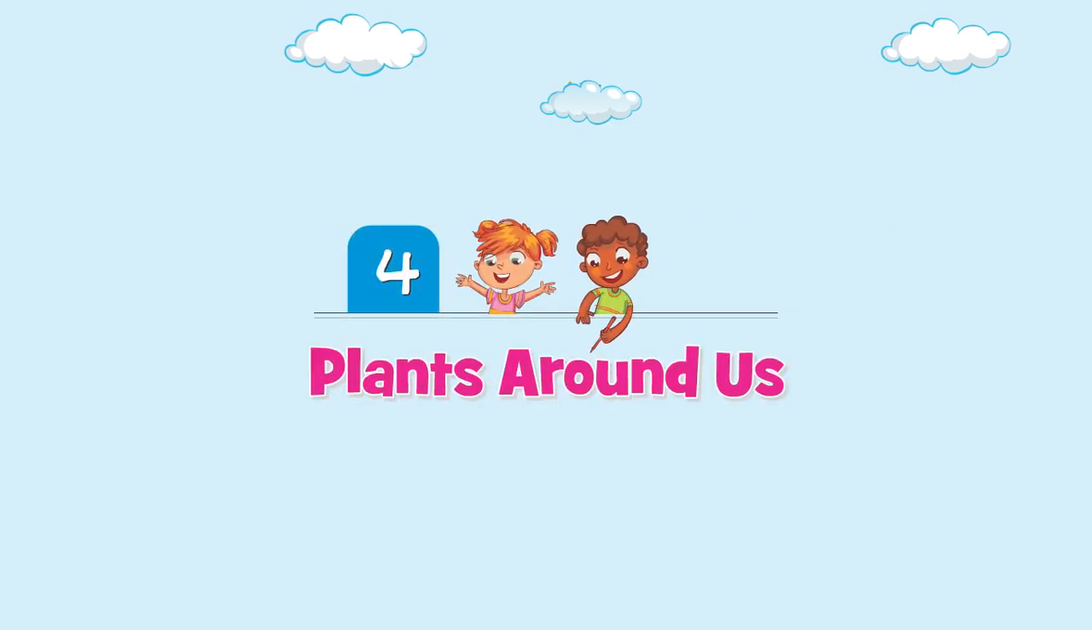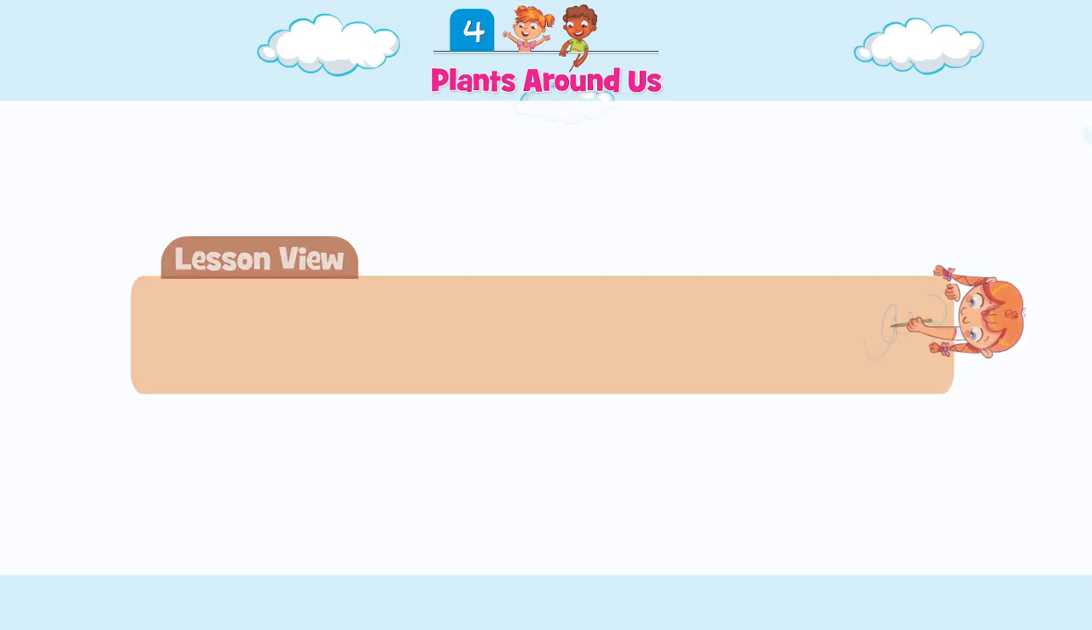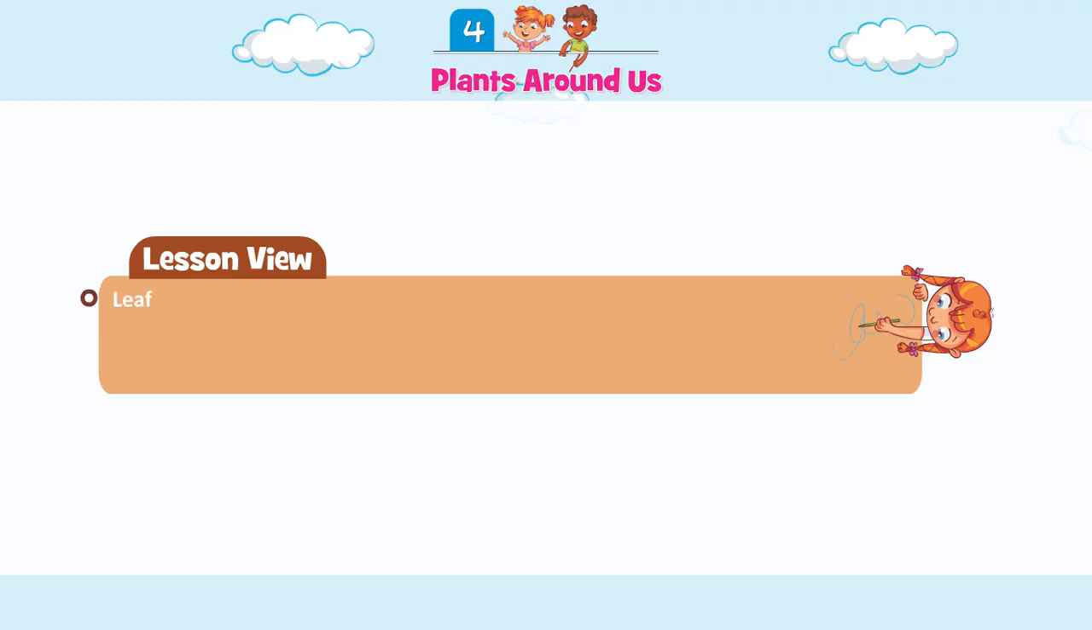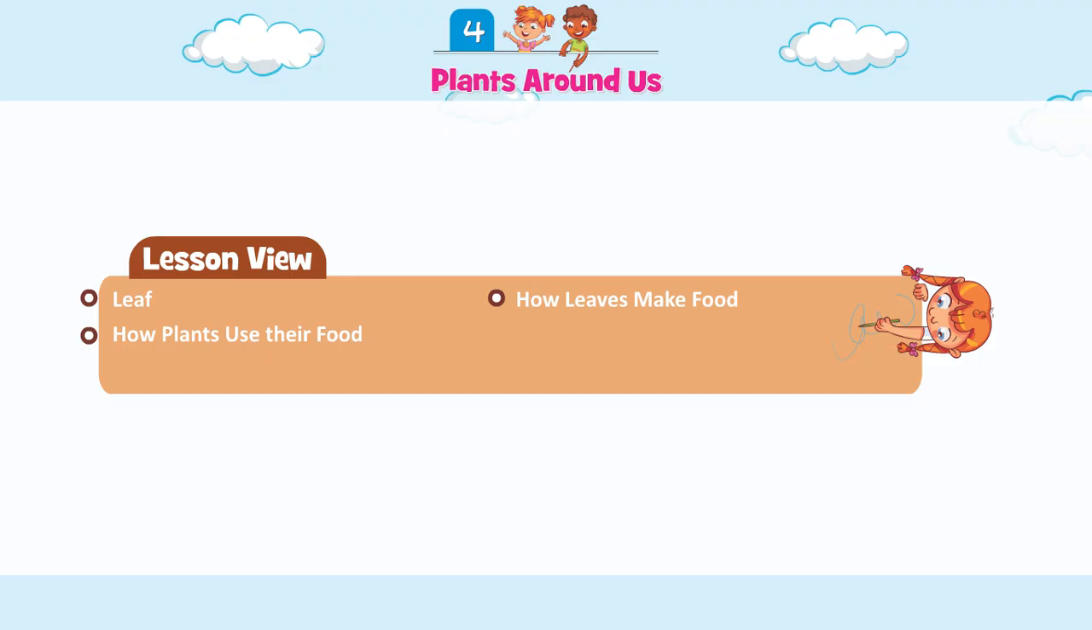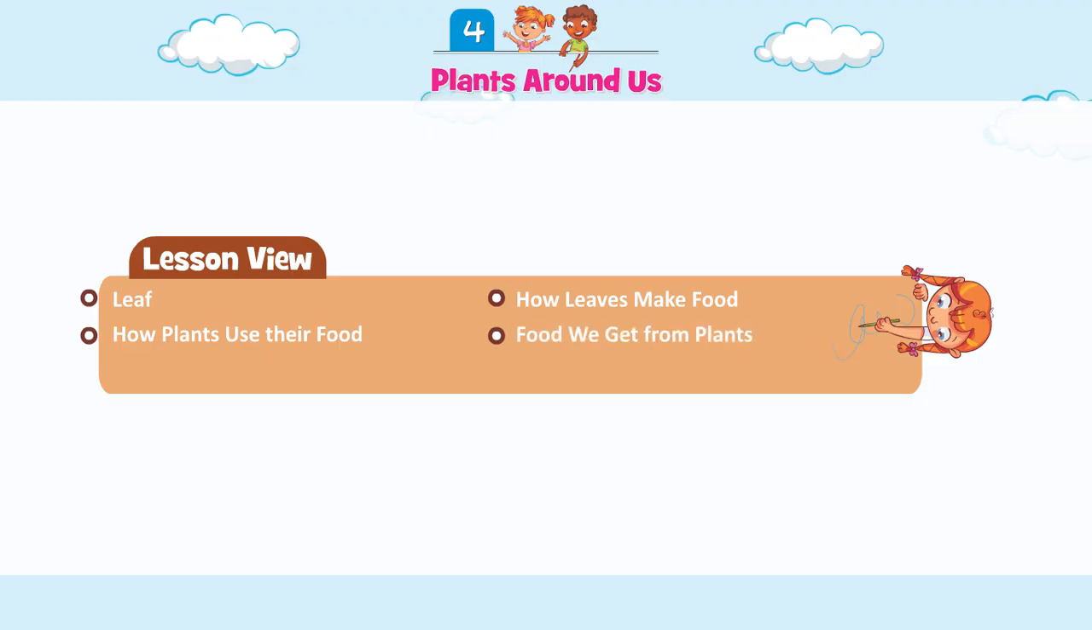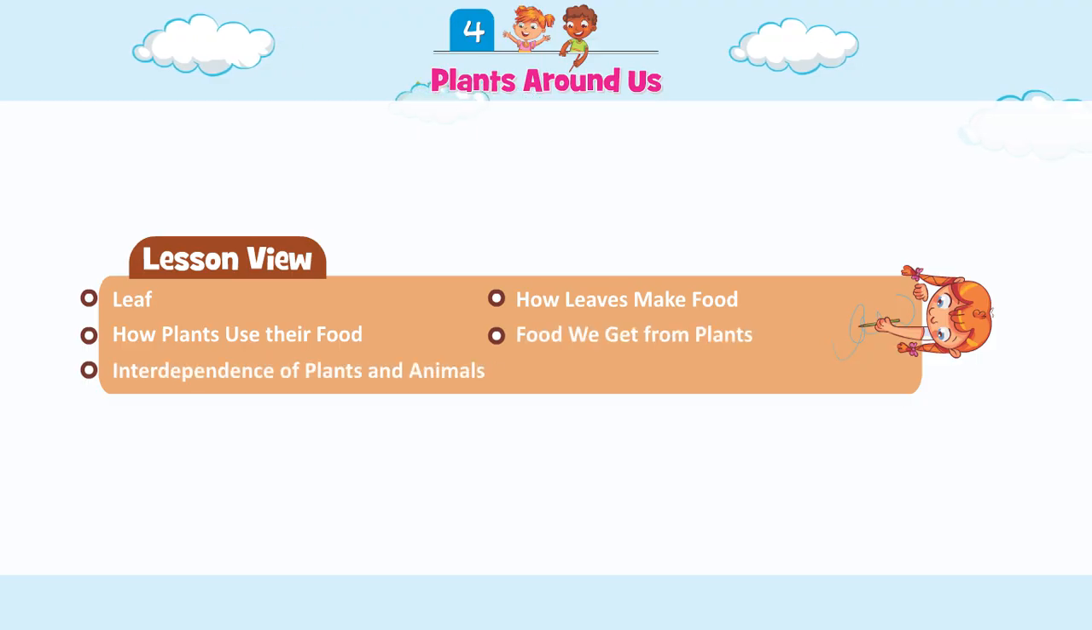Chapter 4. Plants Around Us. Lesson View. Leaf. How leaves make food. How plants use their food. Food we get from plants. Interdependence of plants and animals.